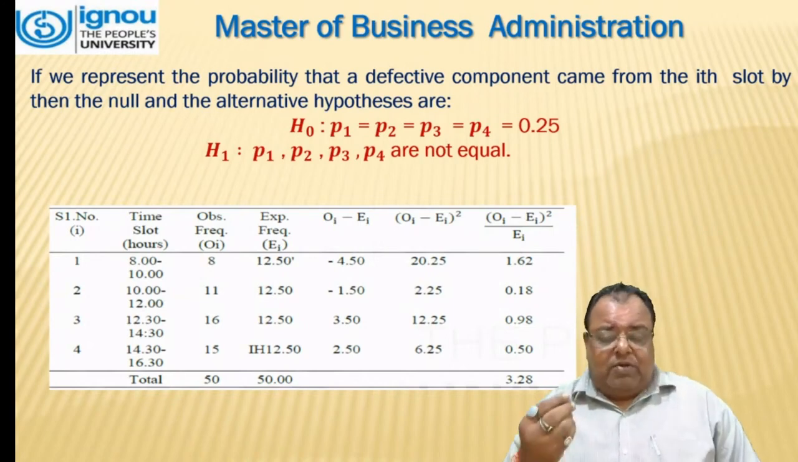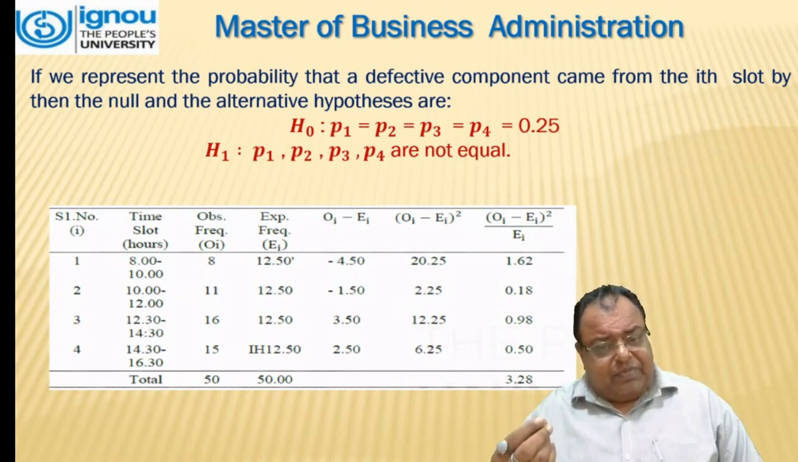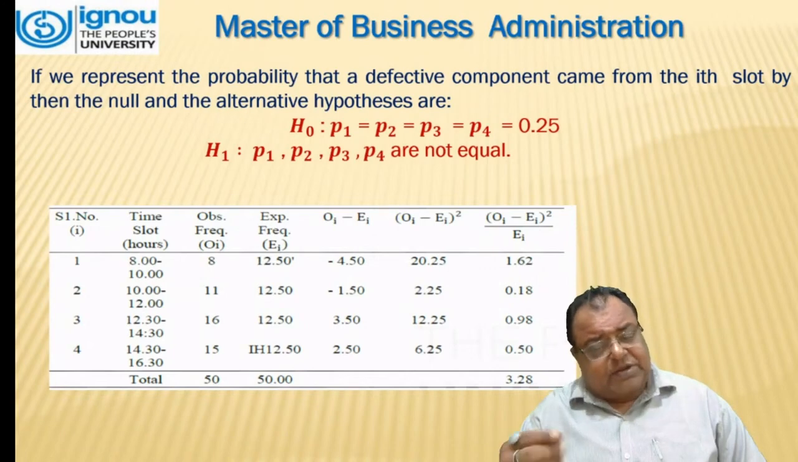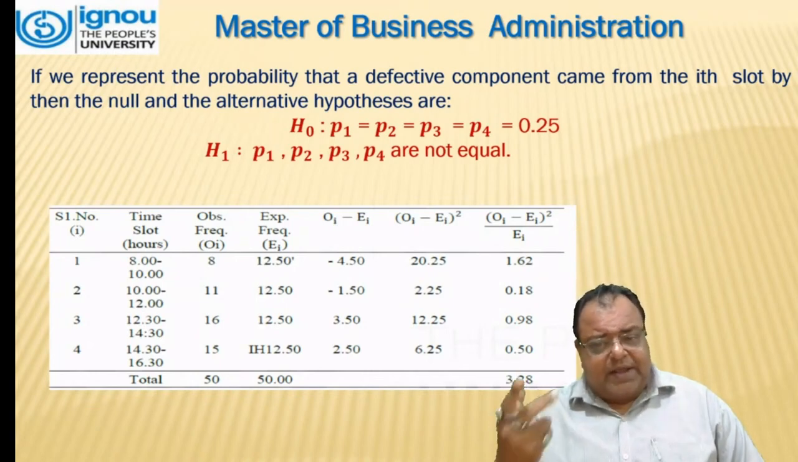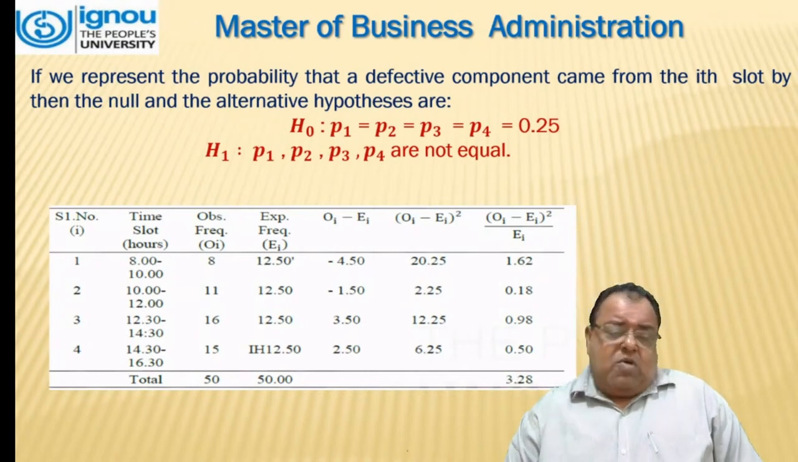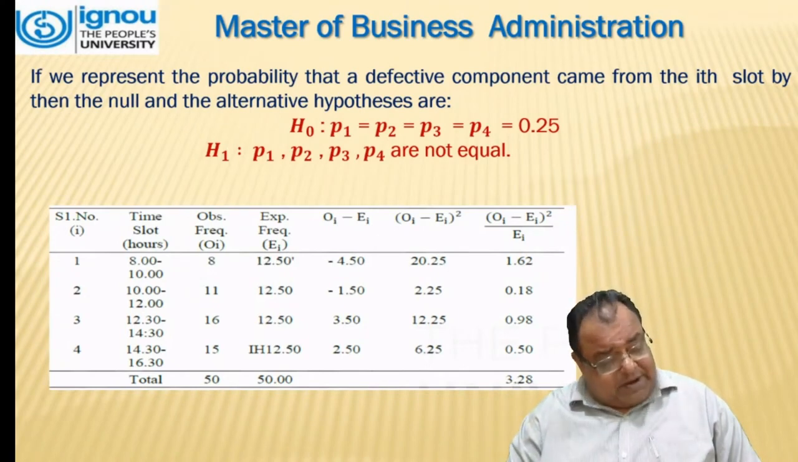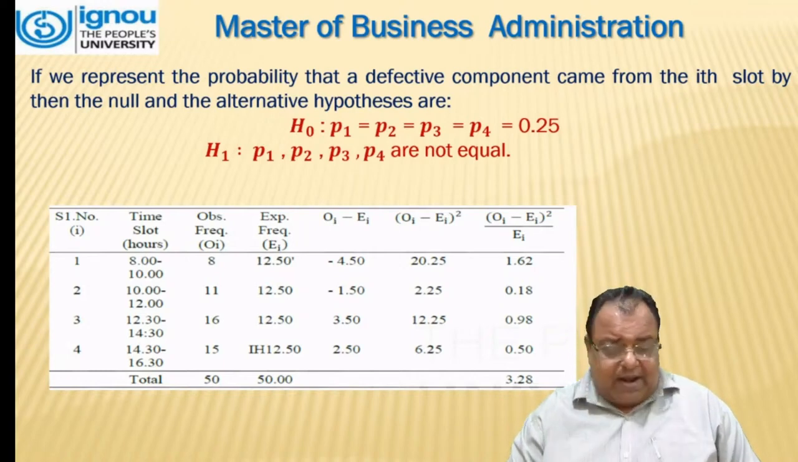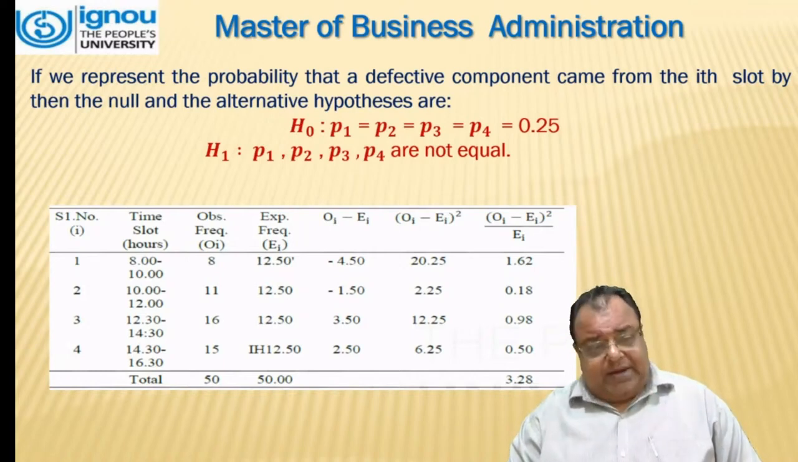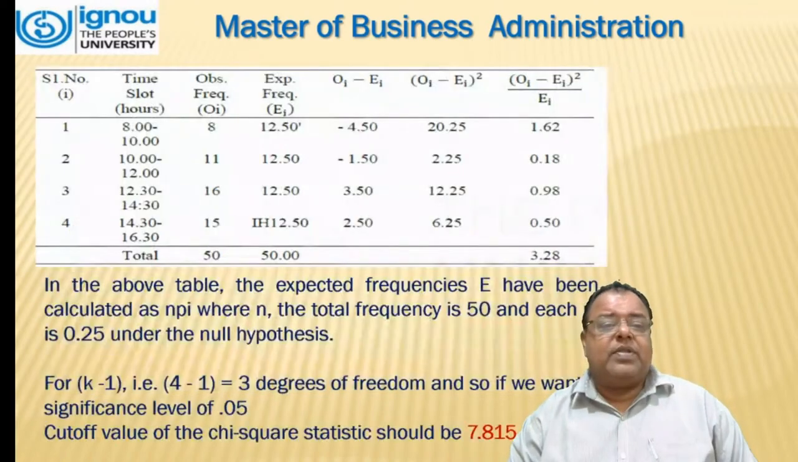We have to calculate OI minus EI. Next step is to square it, and the last column states (OI minus EI) whole square divided by EI. Now we see that the observed frequencies total 50, the expected frequency total is 50, that means our calculation is correct. And your chi-square is 3.28. This is your calculated value.